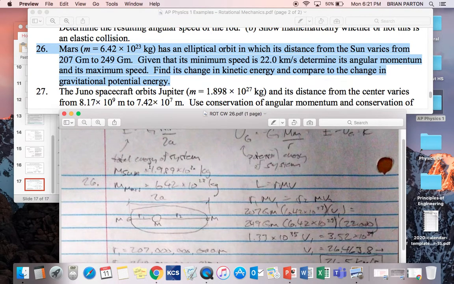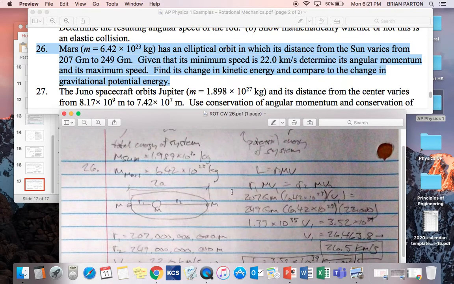And I also had to bring in the mass of the sun here, and this can be taken from your data table sheet that we used in periodic motion. Hopefully you still have that around. If you don't, that's on Canvas.